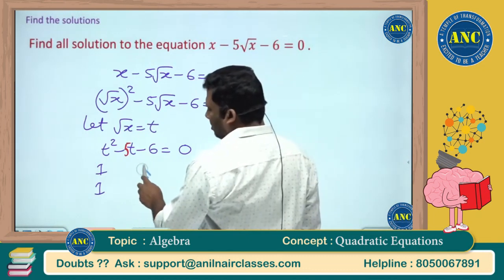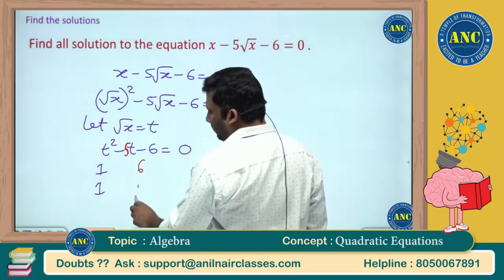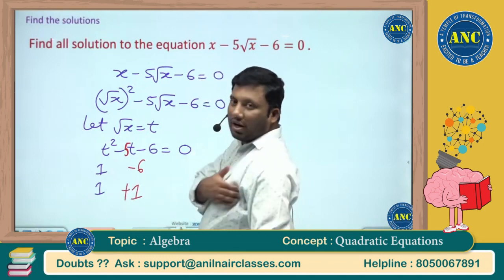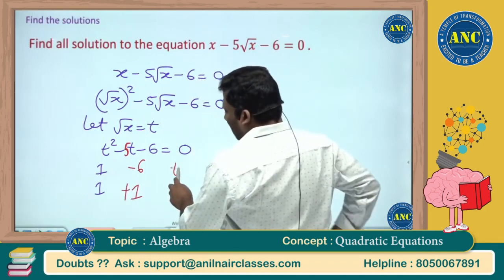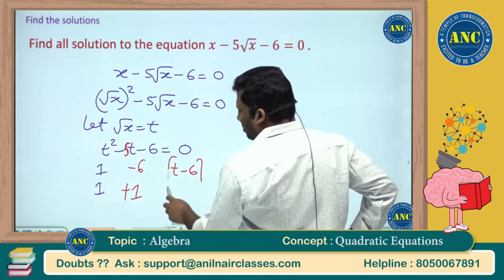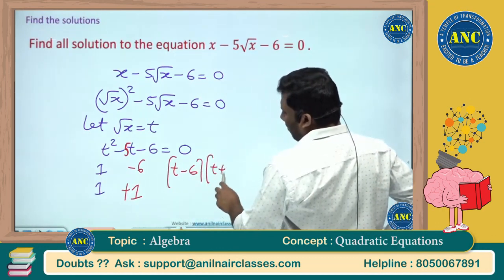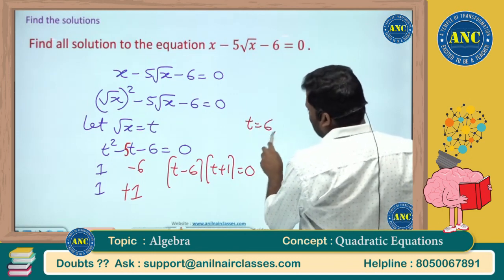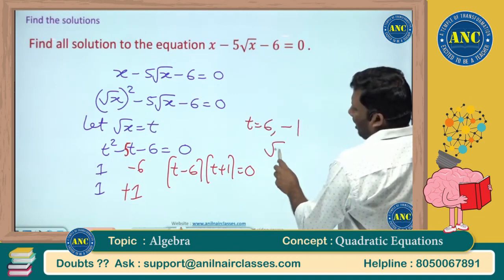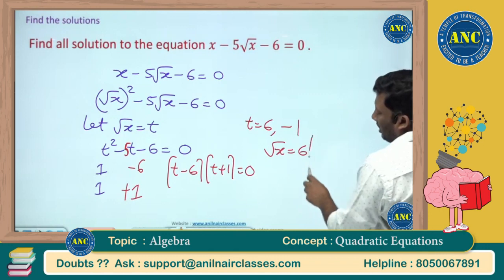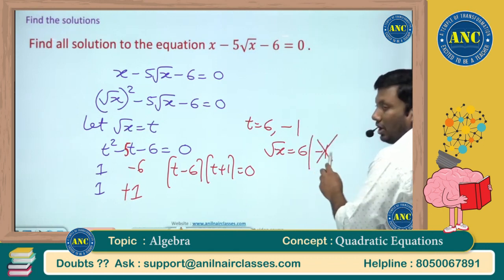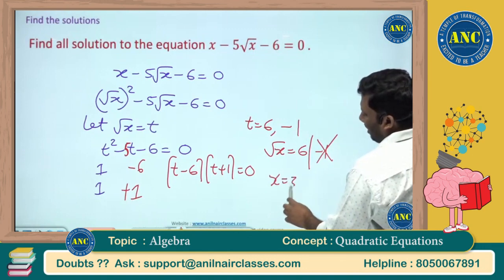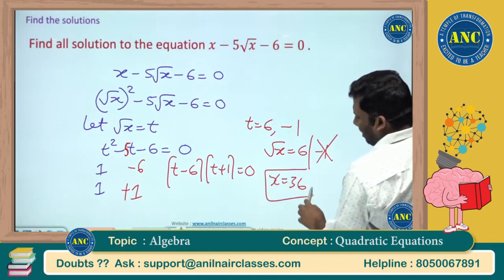So this is 6 ones are 6. Minus 6 plus 1, it is minus 5. So it is t minus 6 into t plus 1 equivalent to 0. So t equivalent to 6 comma minus 1. T is root x. Root x equivalent to 6 and minus 1. Root x can never take a negative value. So x is 36.